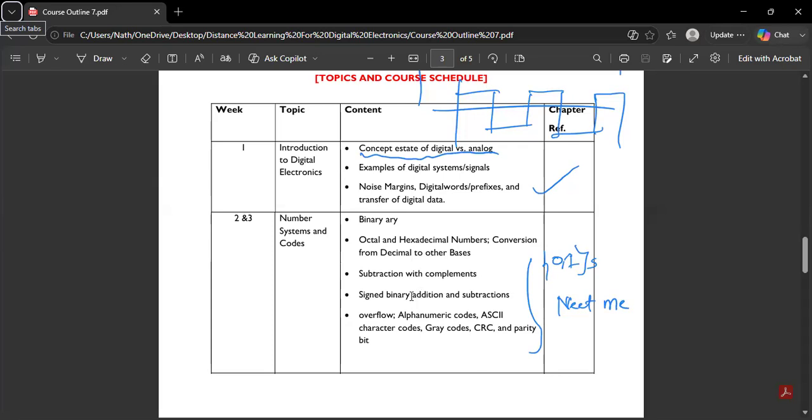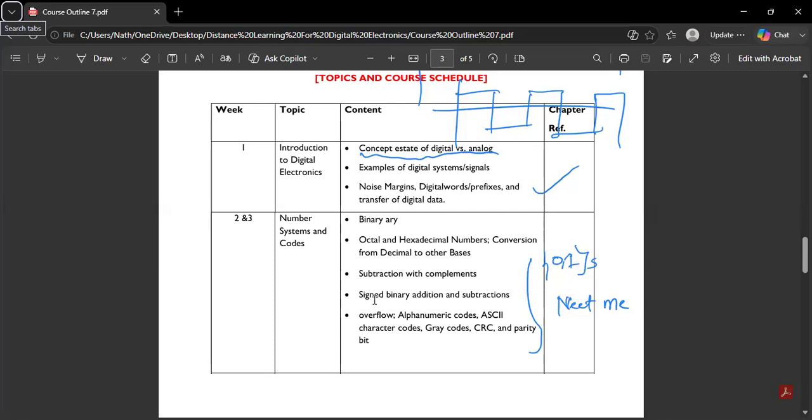Look at subtraction with complement. When we say complements, we have two complements: one's complement and two's complement, right? The two's complement is gotten from the one's complement by adding a one. For a one's complement, you basically flip the bit stream, so if you have zeros and ones, it goes to ones and zeros. Look at that as well.